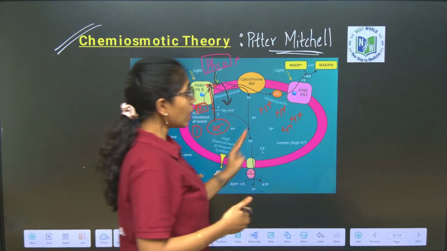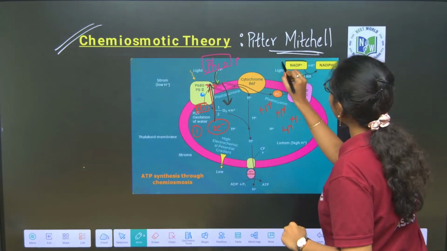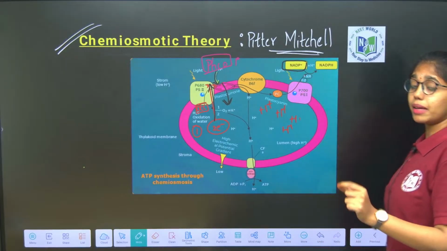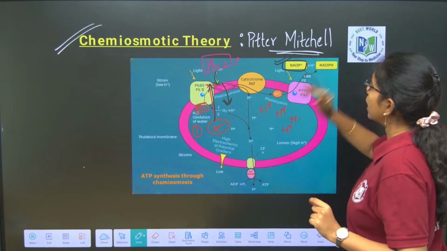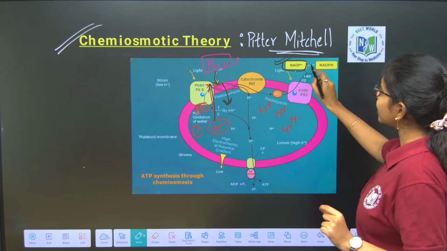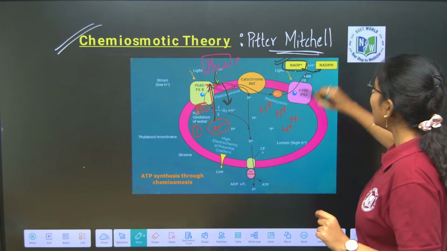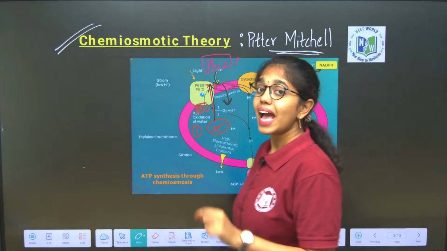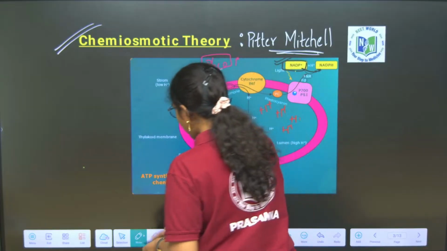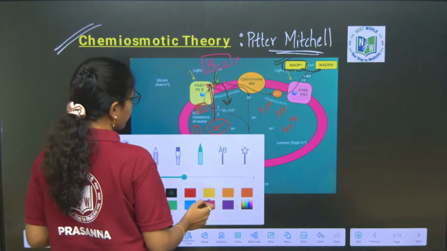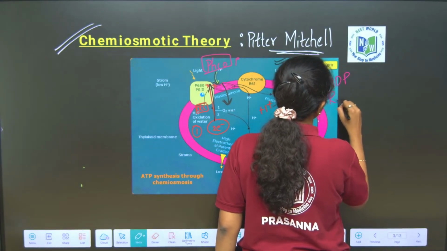Third one, the final or the ultimate electron acceptor is NADP plus. Here this NADP plus, accepting protons which are present in the stroma, gets reduced to NADPH. This is an enzyme catalyzed reaction, and the enzyme over here is NADP reductase.